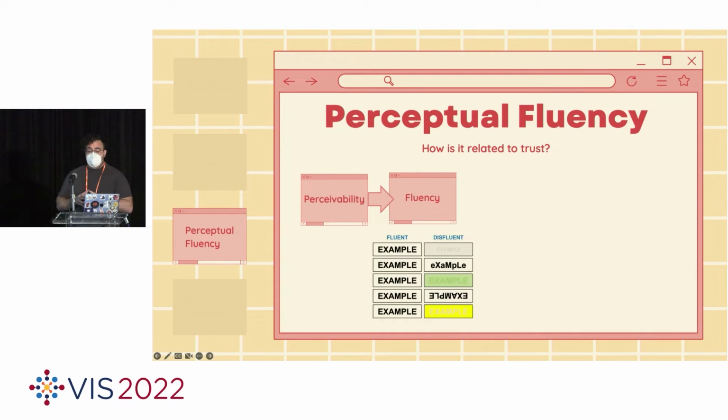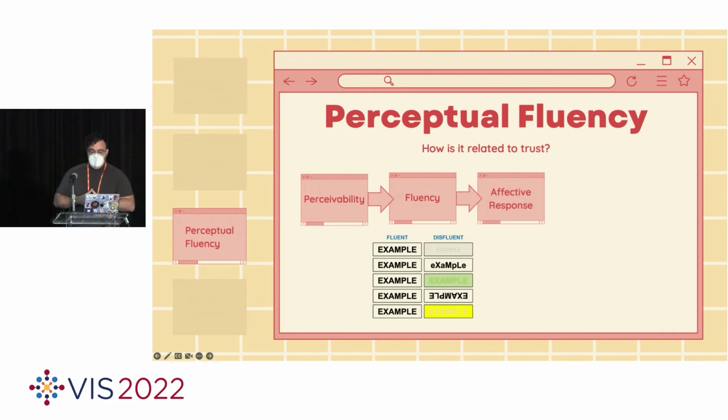And that perceivability creates a fluency response. Stimuli that are easy to perceive are more fluent than those that are difficult to perceive. Here we have some examples of fluent and disfluent stimuli. On the left, all of the examples are easy to read, but on the right, they are difficult to read for various reasons, including low contrast, random capitalization, blur, and orientation changes.